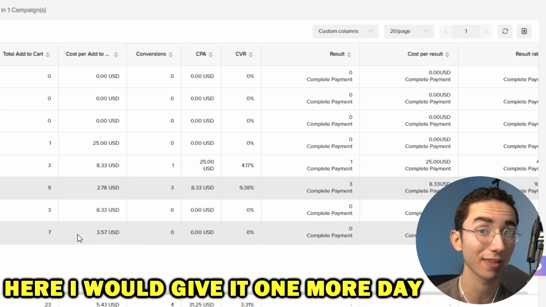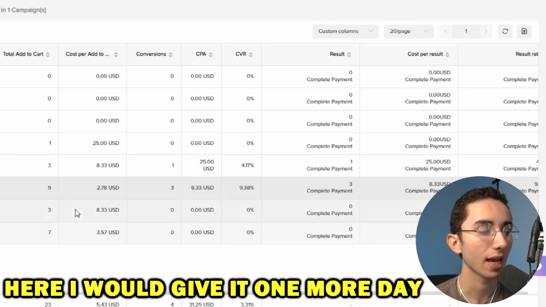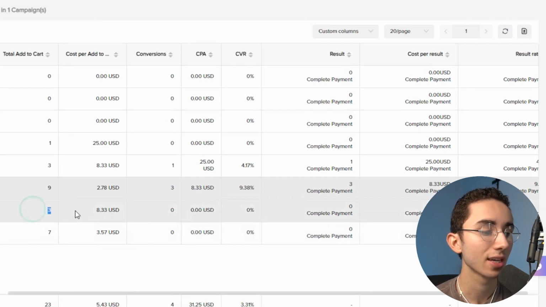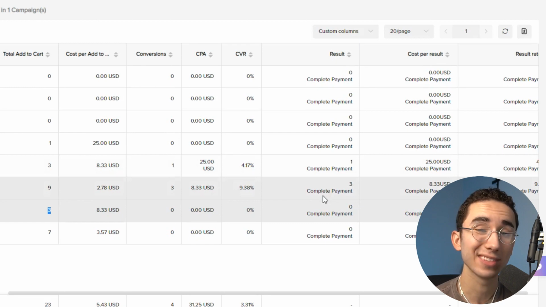Now, if it doesn't get a purchase after another day, yes, we're going to turn it off. It's probably just bad traffic. And with this one that has 3 add to carts, I would say in general, usually 3 add to carts will lead to 1 purchase, and that would have made this somewhat profitable. So I actually would have left this on as well.